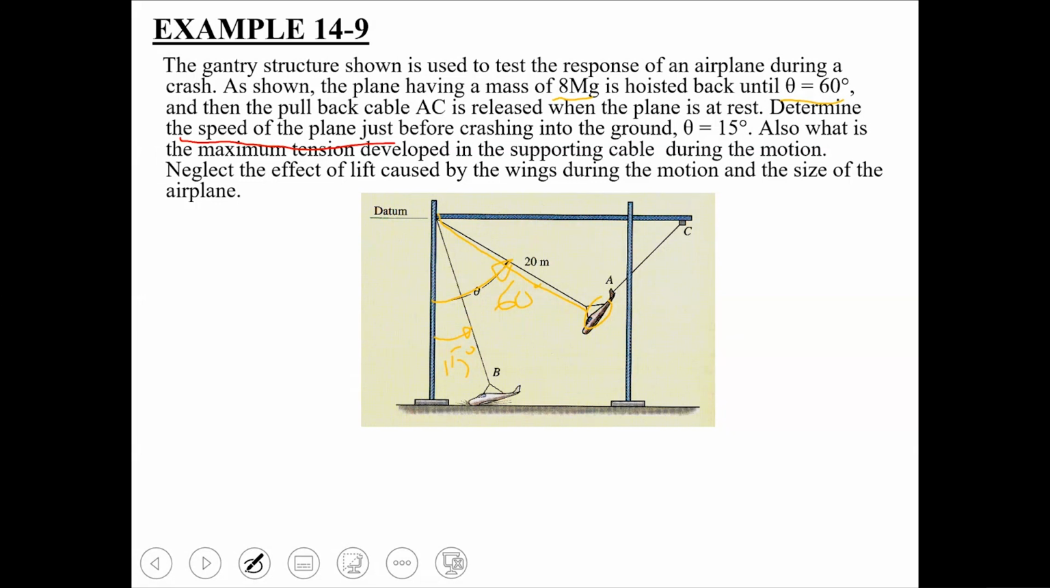And the second thing you need to determine is the maximum tension developed in the supporting cable during this motion. We are going to neglect the effect of lift caused by wings during the motion as well as the size of the airplane, so we need to take it as a particle. Is the question clear to all of you? Yes sir. Okay. So on this plane between position A and position B, is there any non-conservative force acting on the plane?